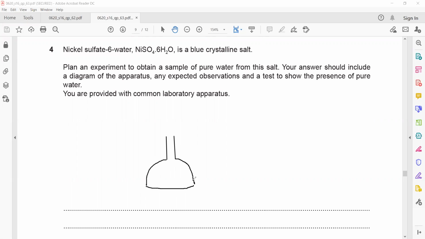But sir, this nickel sulfate 6 water is not a solution. It is a solid, a hydrated salt. The 6 water molecules are not dissolved, so it remains solid. Actually, they are trapped, attached with the structure, with the lattice. So it is a solid which traps water molecules and we want to extract that water out.